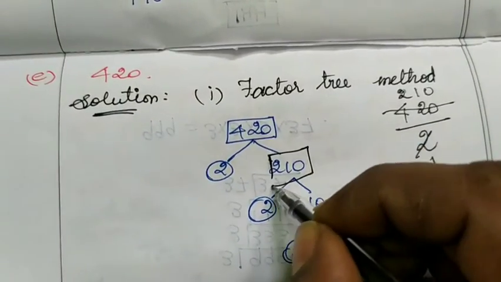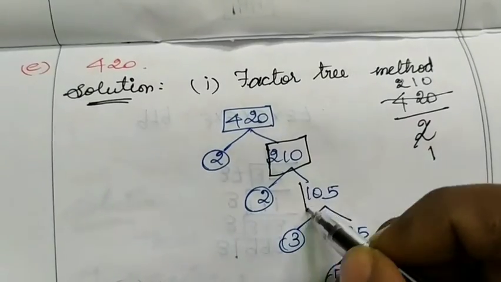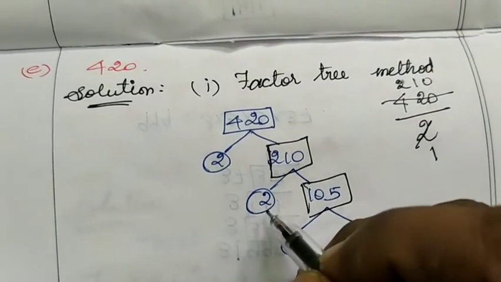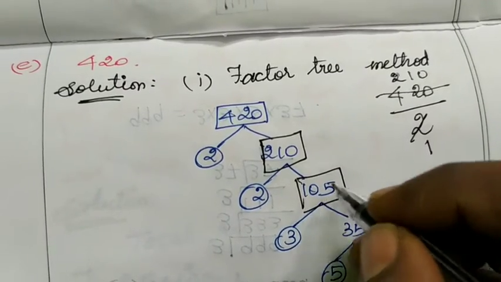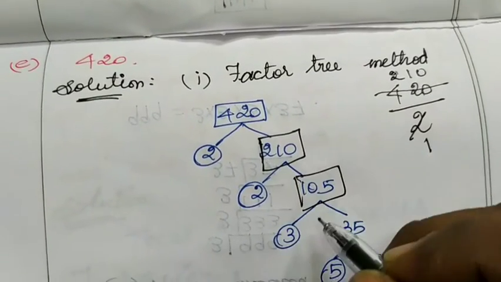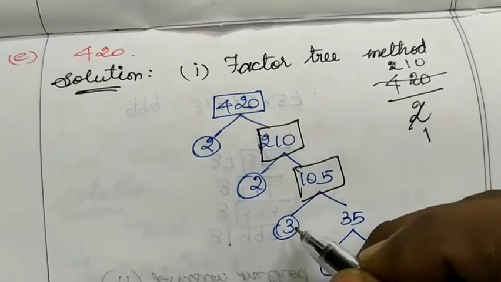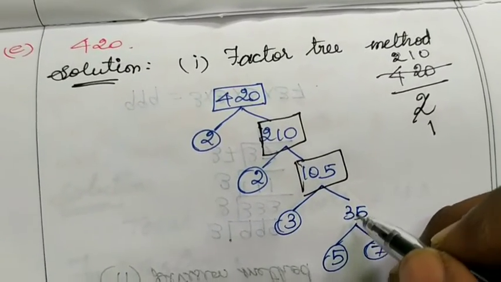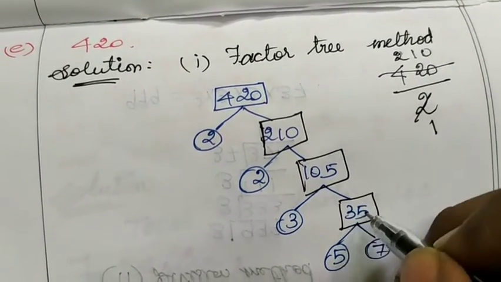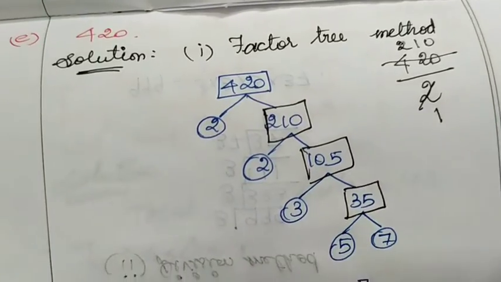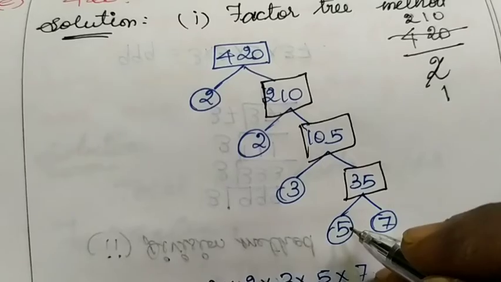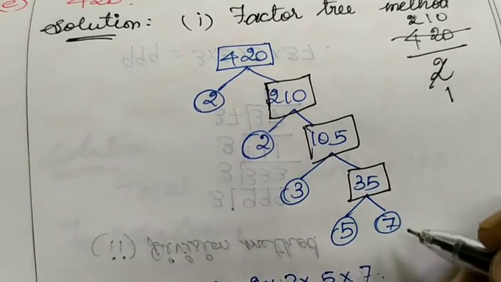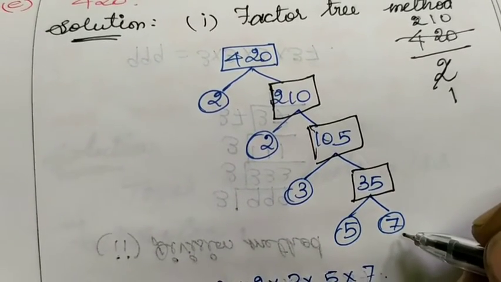Okay, so next, again we take the 2 table, 105. Okay, 105 times 2 we get the number 210. So next the 105 comes in the 3 table, 35 times. Okay, 35 into 3 we get the number 105. So next 35 comes in the 5 table, so 5 sevens are 35. So here 5 and 7 are also prime numbers, so we stop it here.